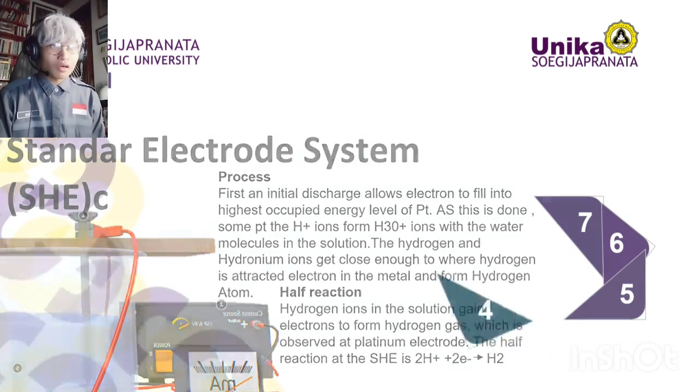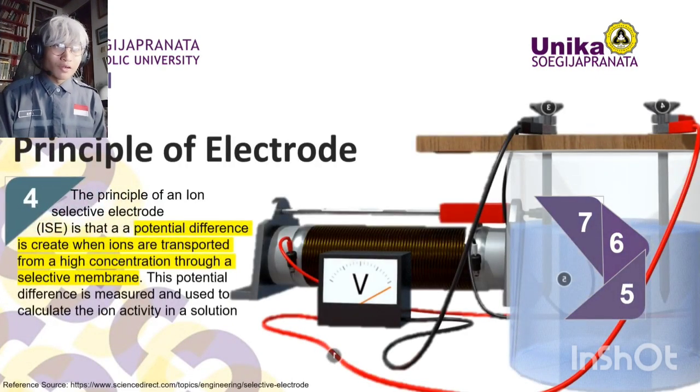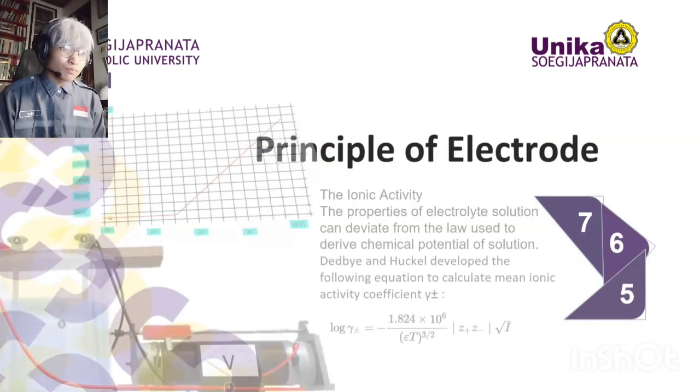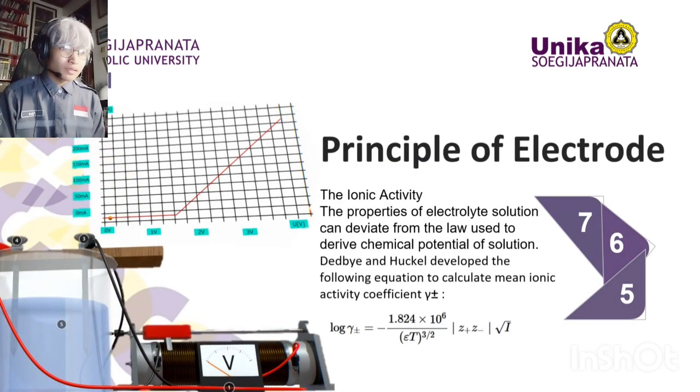Fourthly, the principle of the ion selective electrode. The principle is that a potential difference is created when ions are transported from high concentration through a selective membrane. This potential difference is measured and used to calculate the ion activity in the solution. The ionic activity, a property of electrolyte solutions, can be derived from the law used to derive the chemical potential of the solution. Debye and Huckel developed the following equation to calculate the mean ionic activity coefficient. You can see the formula here.